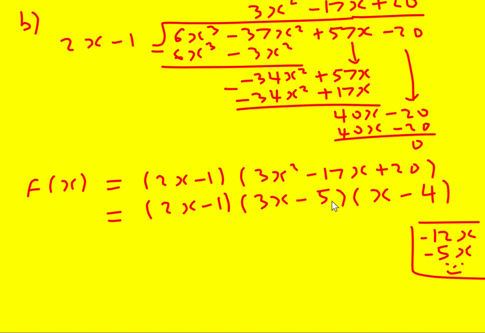Of course I could get it the wrong way around, but always go for numbers that are kind of similar, because 17 is not a very large number in comparison with the two numbers that multiply to give 20. All right, and that's my final answer.